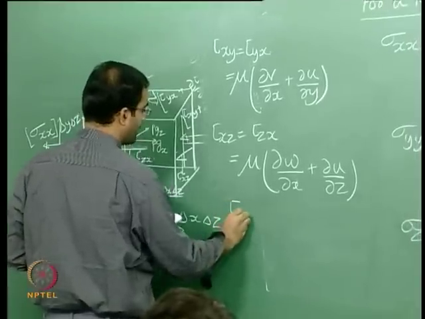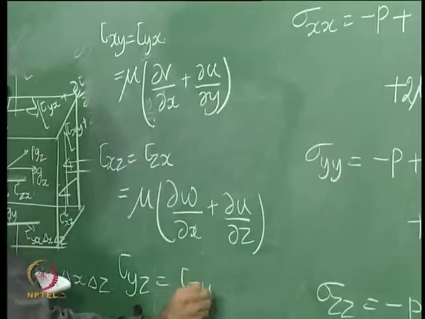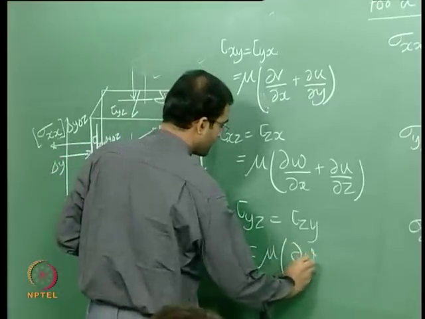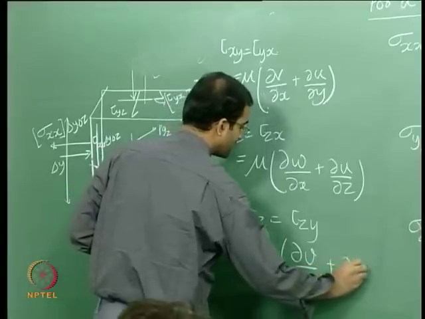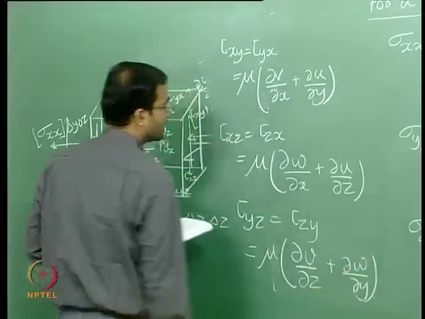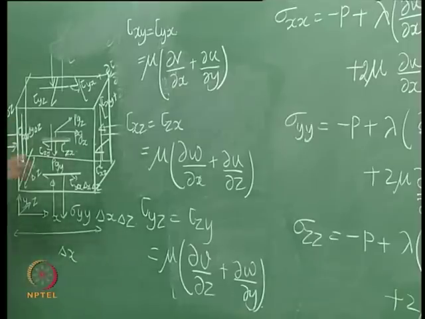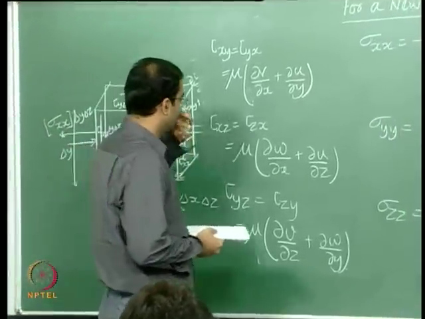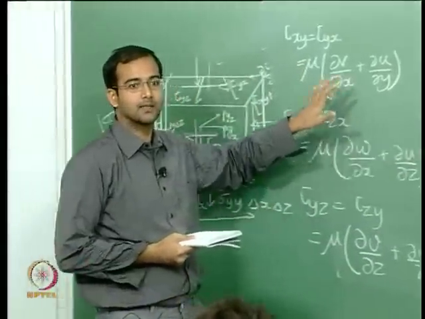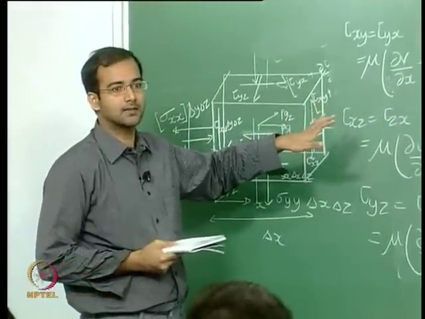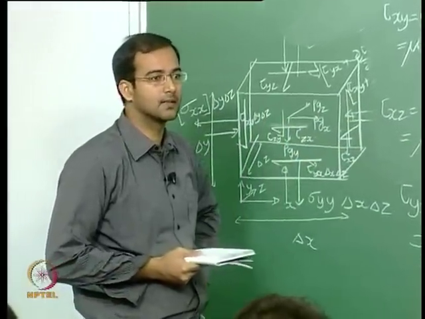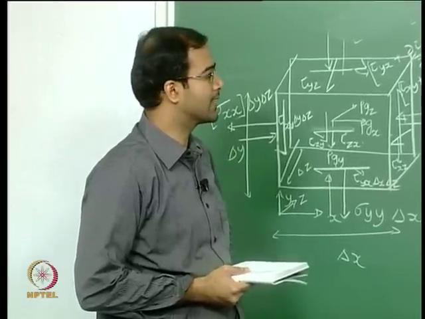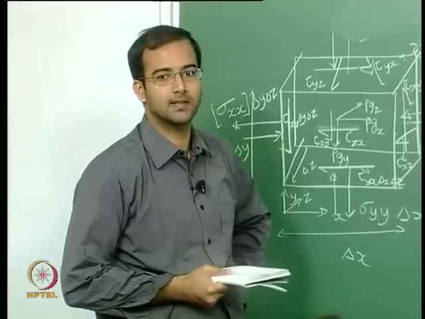What is the final term? You have tau yz, tau zy. That should be nu times dv by dz plus dw by dy. So this is a closure. We got the closure problem and closed it using the Newtonian fluid approximation, where we relate the stresses to the strain rates like this. This is also an approximation. If you work with non-Newtonian fluids, you cannot apply this kind of relationship, as this is almost saying you have a linear relationship between the stress and the strain rate.